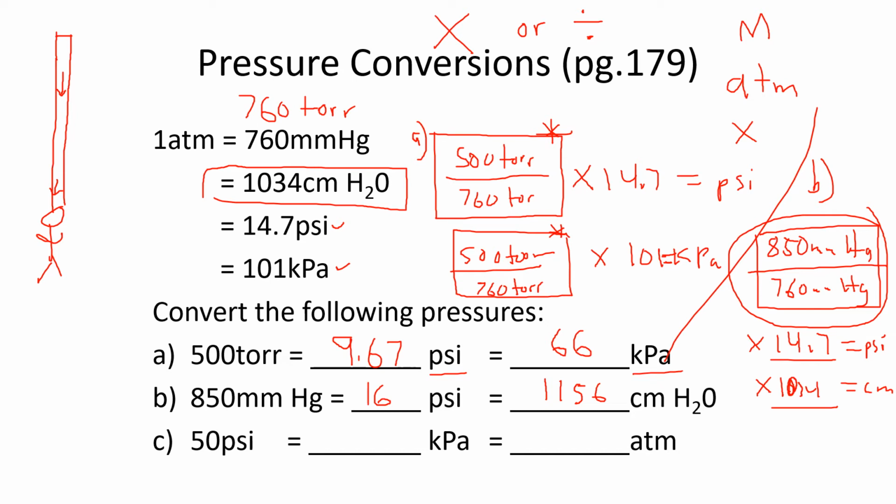All right, PSI. So let's divide by 14.7. That'll give you atmosphere. To get kPa, just multiply by the kPa value. And then to get atmosphere, well, guess what? You already solved it, so you're good to go. 50 divided by 14.7, that gives you atmosphere. 3.4. And then just multiply by 101 to get your kPa.